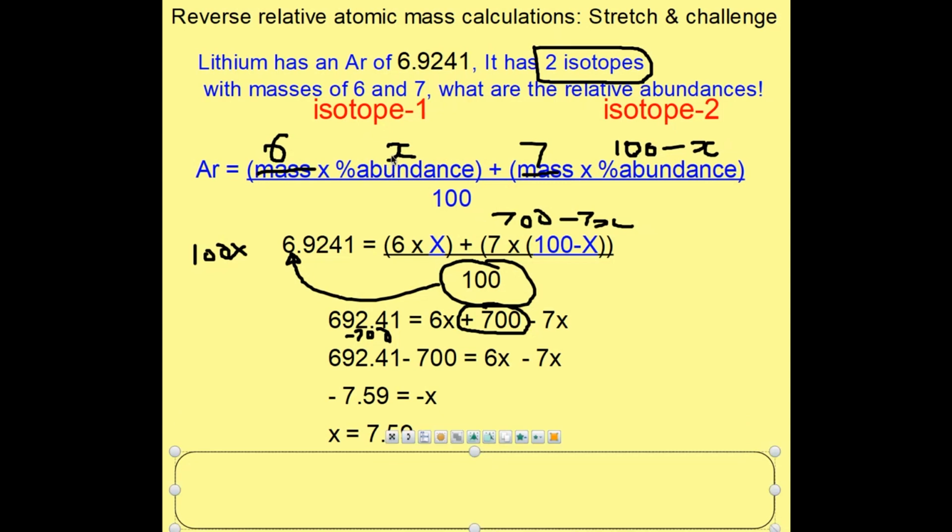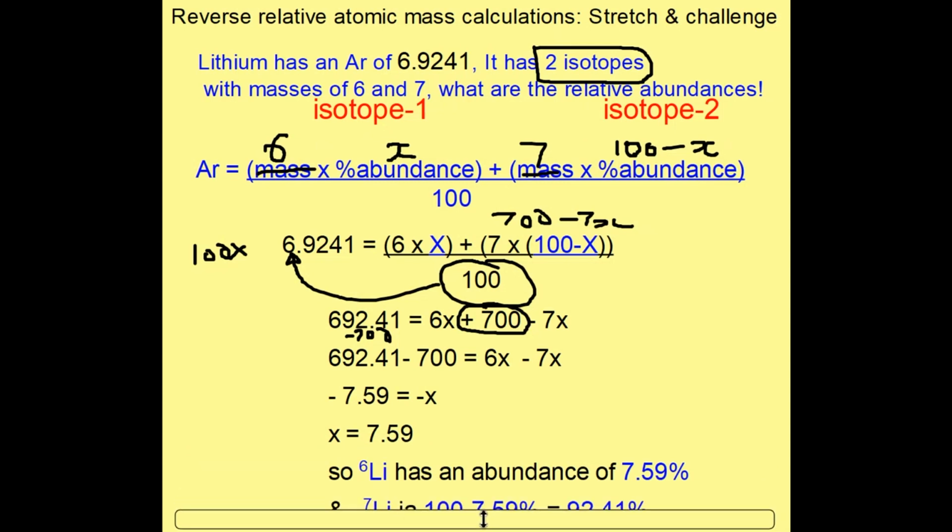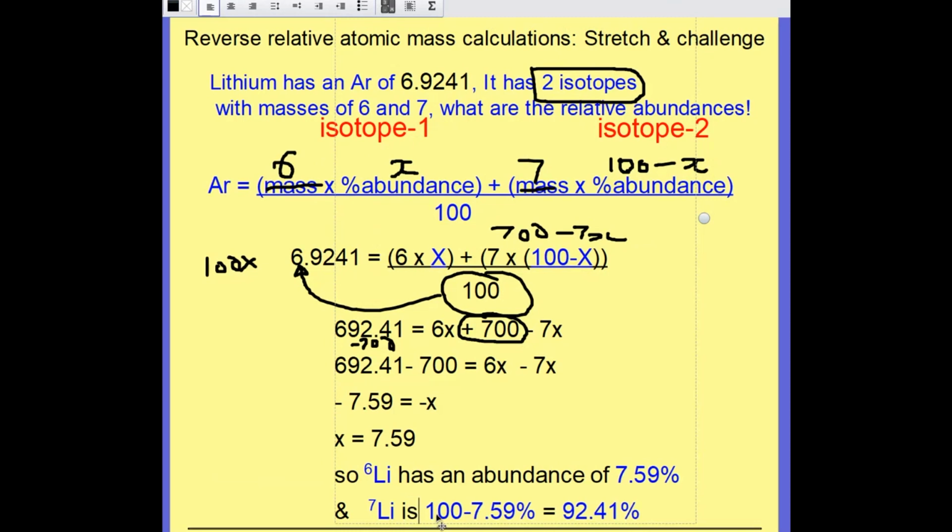So we've now got the abundance of this one, and then we just do 100 minus x for the abundance of this one. Lithium 6 has an abundance of 7.59%, and lithium 7 has an abundance. Spelling mistake there, sorry. Is 100 minus 7.59%, which is 92.41%. And there you go.